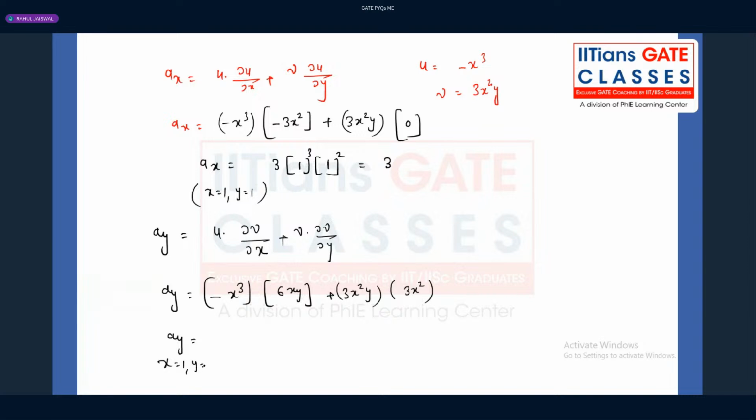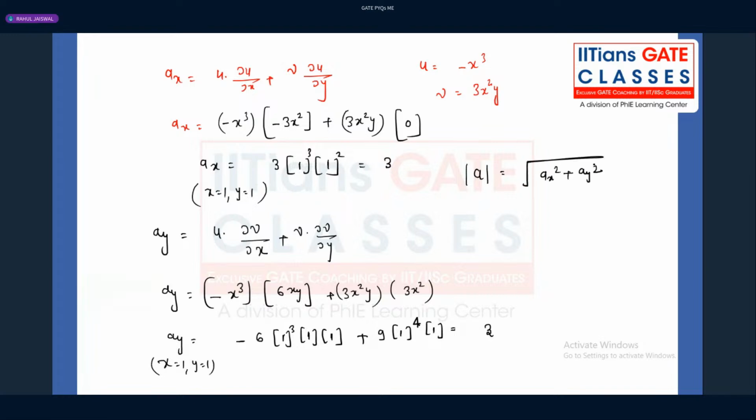What is the ay at x equal to 1 and y equal to 1, guys? Minus 6 into 1 cube into 1 into 1 plus 9 into 1 to the power 4 into 1. So here if you try to substitute, you are going to get 3. Overall, if you try to calculate, what you can get, guys? Finally, what is the magnitude of the acceleration, guys? Root of ax square plus ay square. Now from here, if you try to calculate, what should be the answer, guys? Please try to check it out.